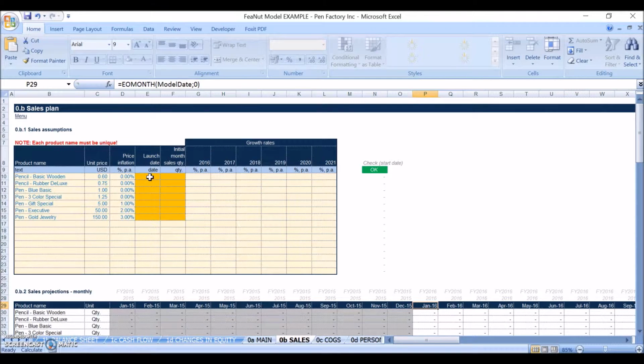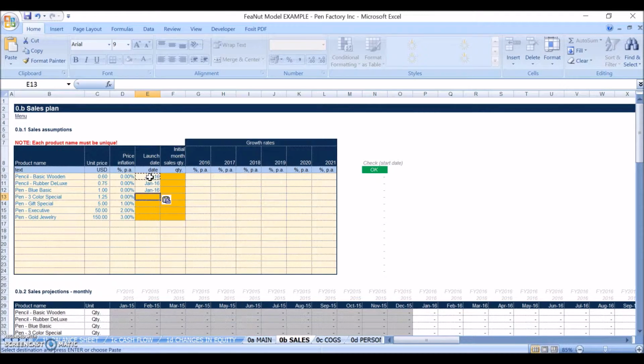So we start at the 1st of January 2016. So let's say that in that first month of the model we will launch several of our products. So let's say our basic products will be launched in the first period. And let's actually copy that for the other pencil and also for the basic pen. And then these are our basic products.